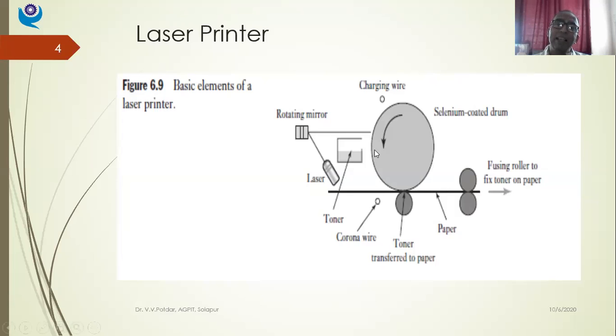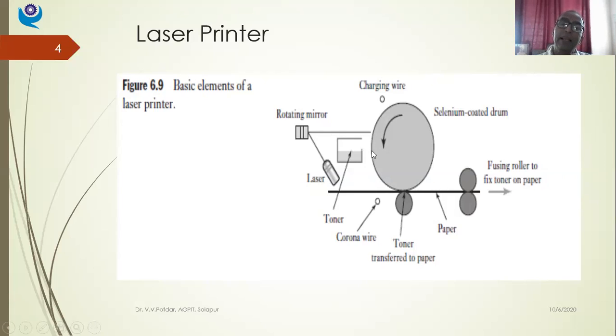Now that area is moving. Let us understand the principle. That area is moving. This will happen continuously, line after line, or dot after dot. Let us see that line is charged and uncharged area, and the charged area with toner ink is moving down. So here also I have a corona wire which will charge the paper.